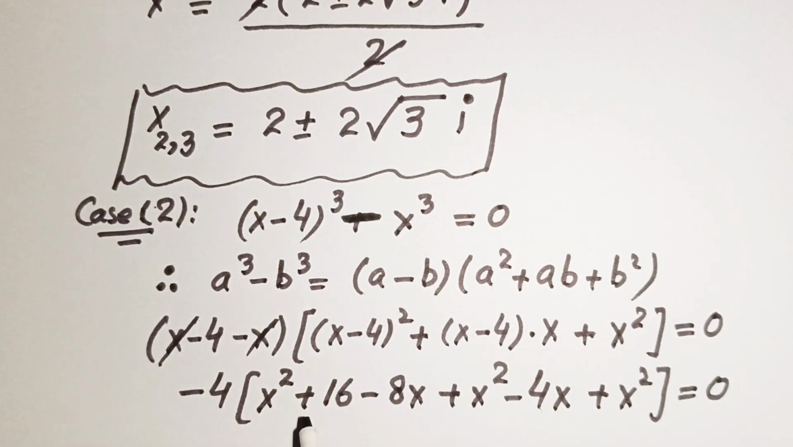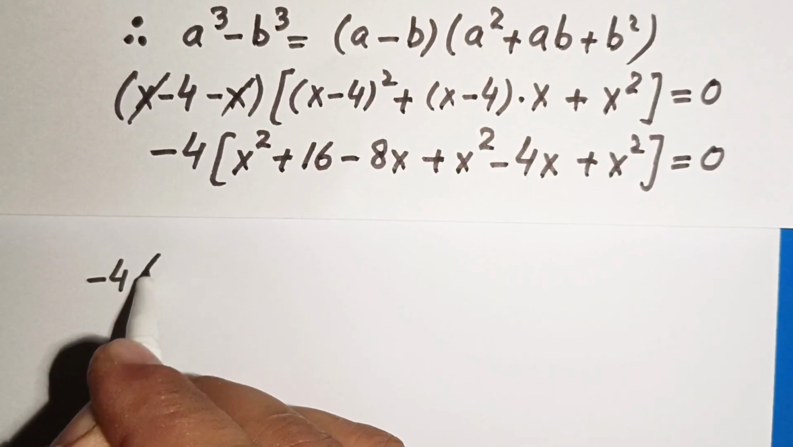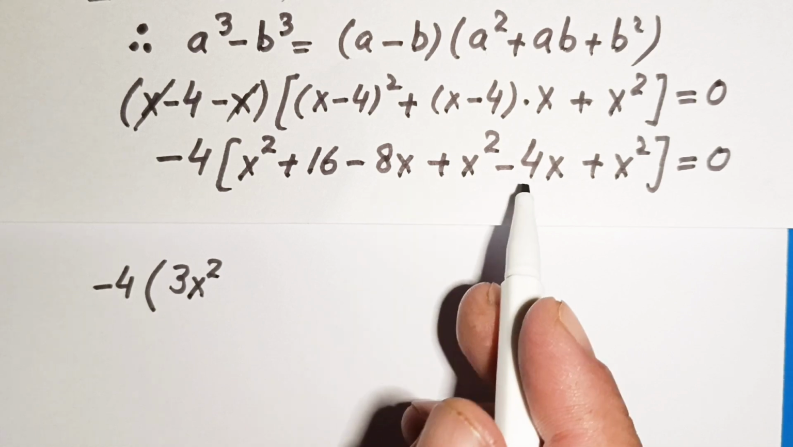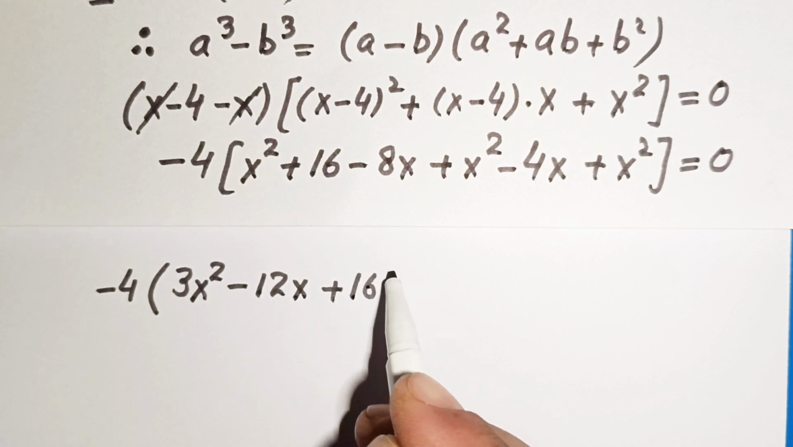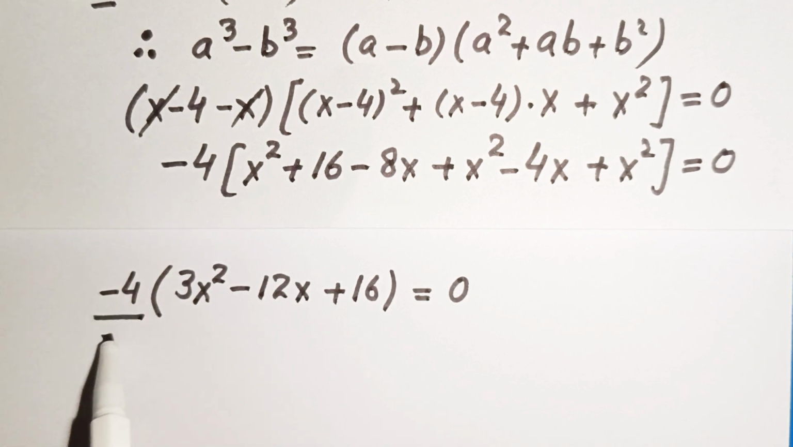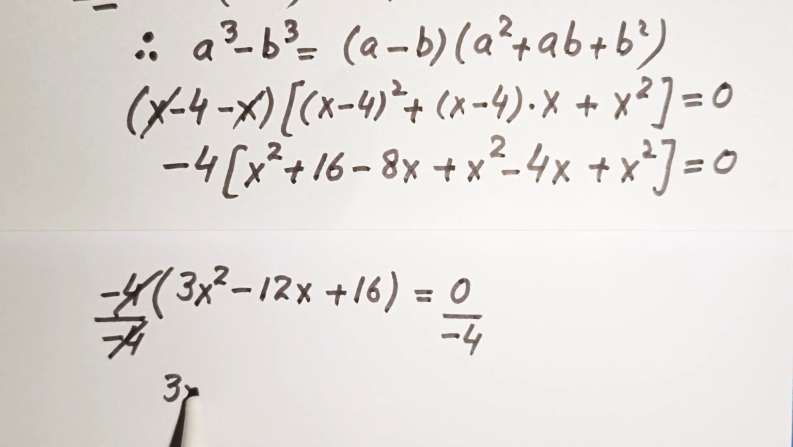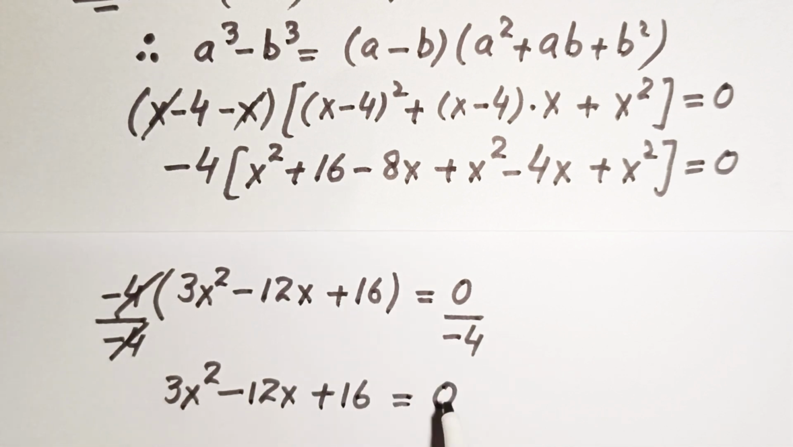Now here we see that we have x squared plus x squared plus x squared, so we will get 3x squared. Minus 8x minus 4x, we will get minus 12x, and here we have plus 16 is equal to 0. Now if we divide both sides by minus 4, then it will be cancelled on our left hand side, and then we get 3x squared minus 12 times x plus 16 is equal to 0.